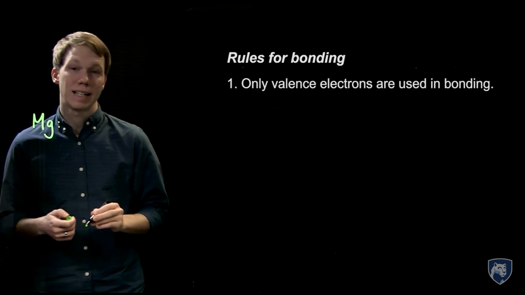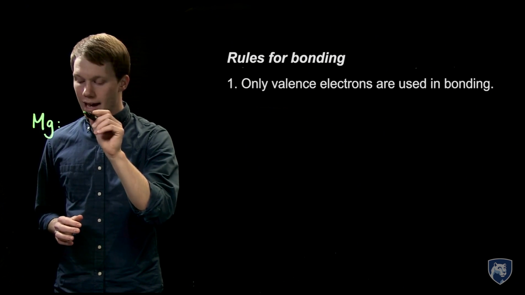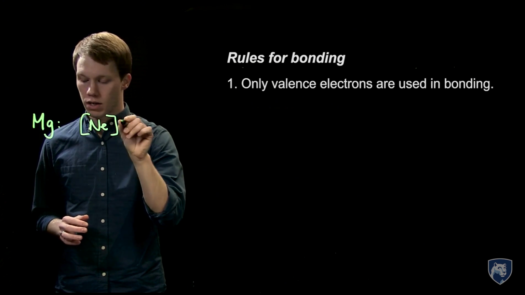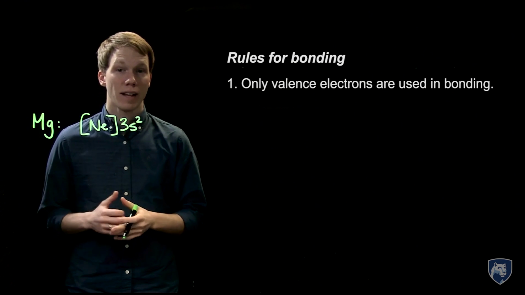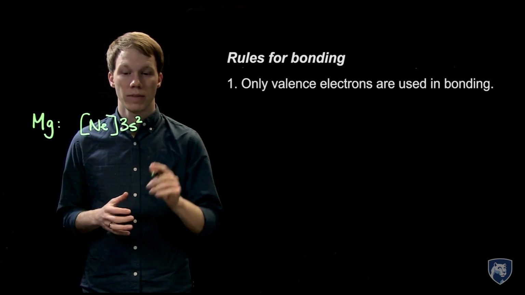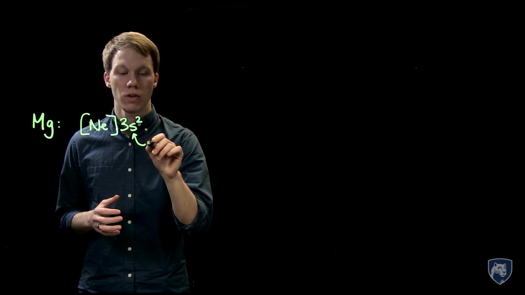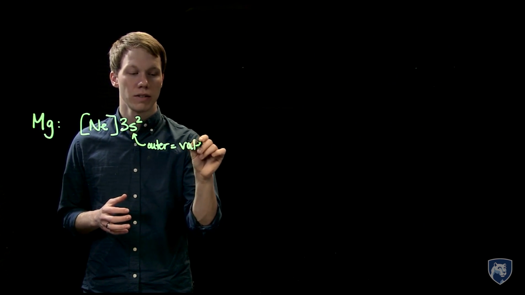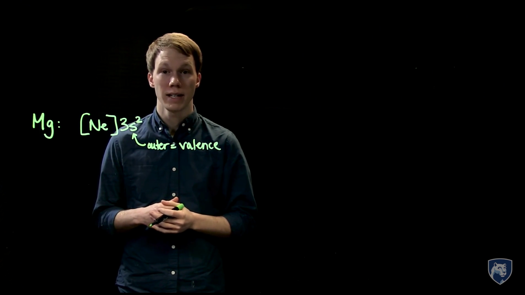Take, for example, magnesium. Magnesium is in group 2 on the periodic table and would have electron configuration of neon 3s2. So my valence electrons in my main group are my outer electrons. So the 3s electrons, there are 2 of them. These are my outer and valence electrons. So there are 2 valence electrons that magnesium can use in bonding.